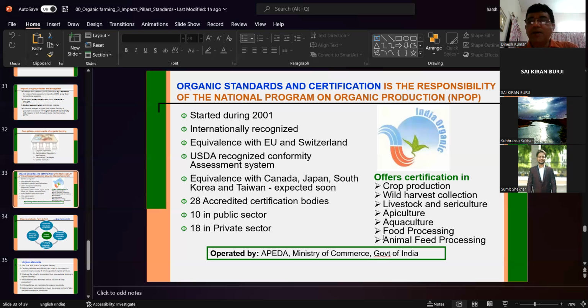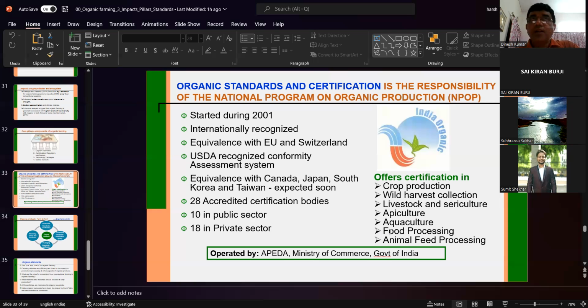So for aquaculture, the certification process is available, and you should know that the standards are different. Standards for crop production may be different from those for wild harvest collection, apiculture, or aquaculture. There may be slight differences in standards, but the fundamental guiding principle will remain the same, that you need not use any synthetic chemical across any kind of enterprise. Certain guiding principles are common, but some will vary with the nature of the enterprise. So food processing is also there.